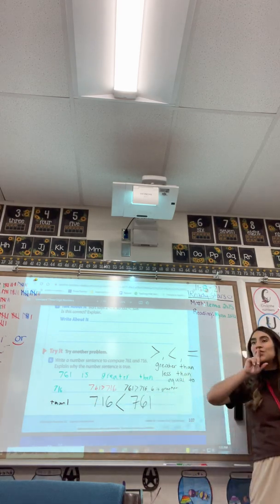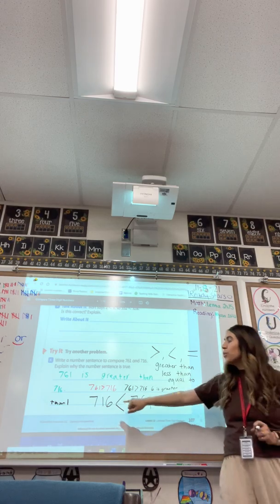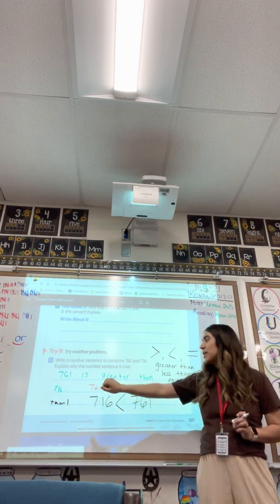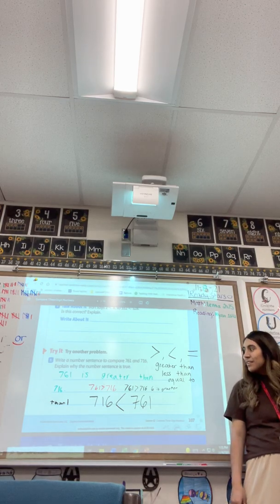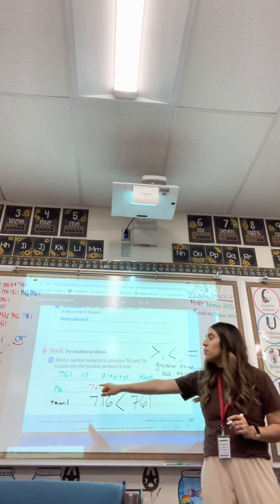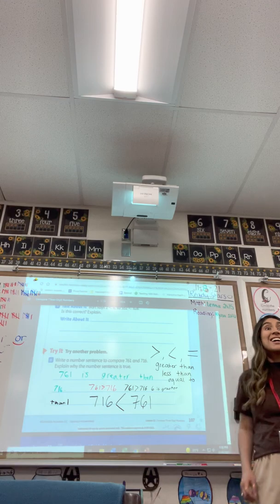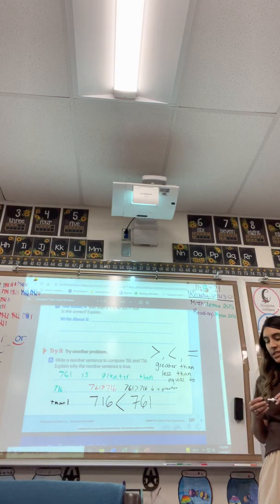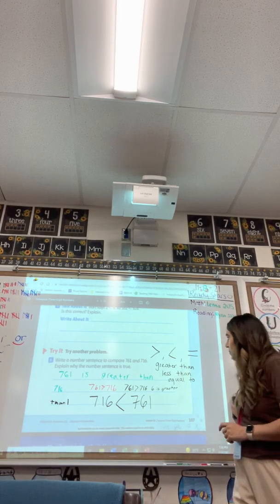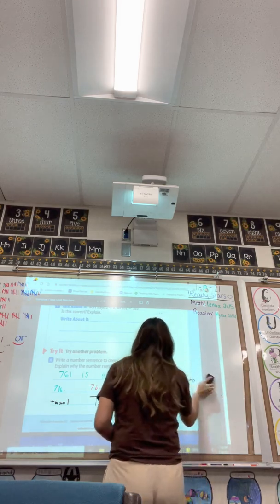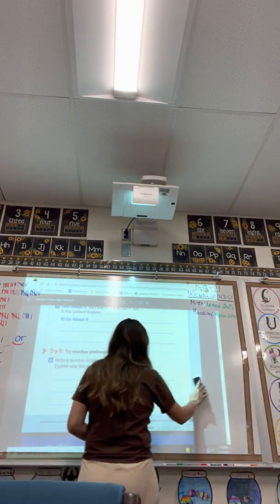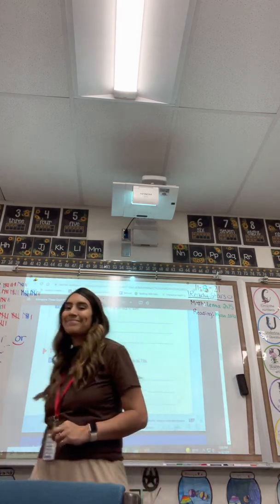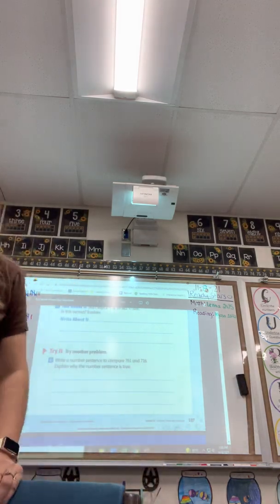Hold on. How many of you guys wrote it through words like this? 761 is greater than 716? I wrote it with numbers and words. Good. Another way you could have written it was 716 is less than 761. That's what I wrote. Okay. Yes? I did it in word form, like I spelled 700. Good.